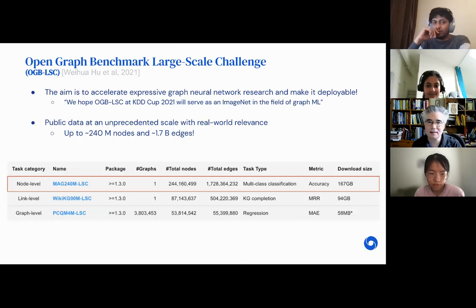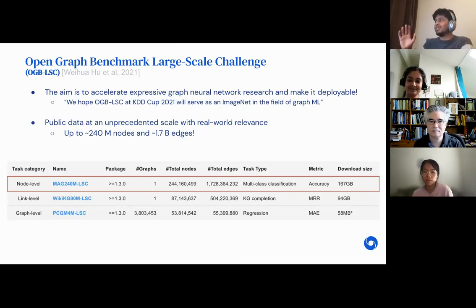This was great timing, because just at the point where we were wrapping up this BGRL project, the group at Stanford announced the Open Graph Benchmark Large Scale Challenge, which was meant to accelerate really large scale neural network research. And I really like this quote from their website: we hope that OGB-LSC will be the imaginative moment for graph learning, essentially. I think that was a very nice sentiment.